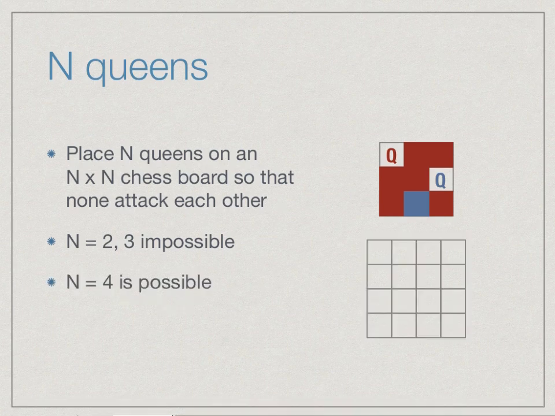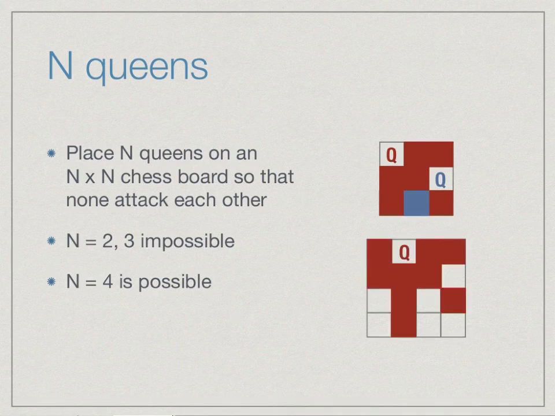For n equal to 4, for a 4 by 4 board, it does turn out to be possible. We should not start at the corner but one off the corner. So supposing we put it in the second column, then we get this pattern of blocked squares.